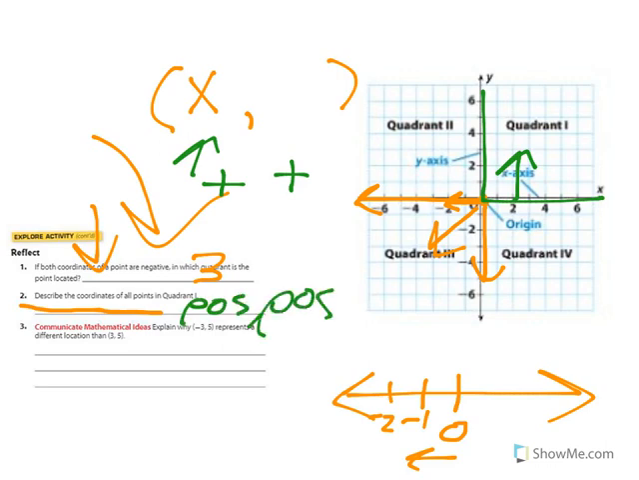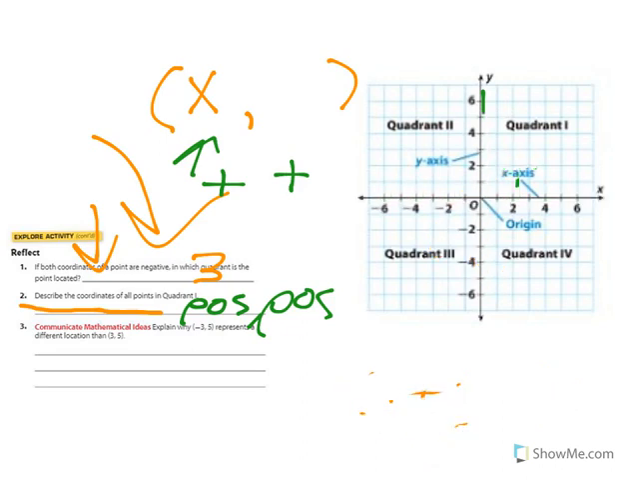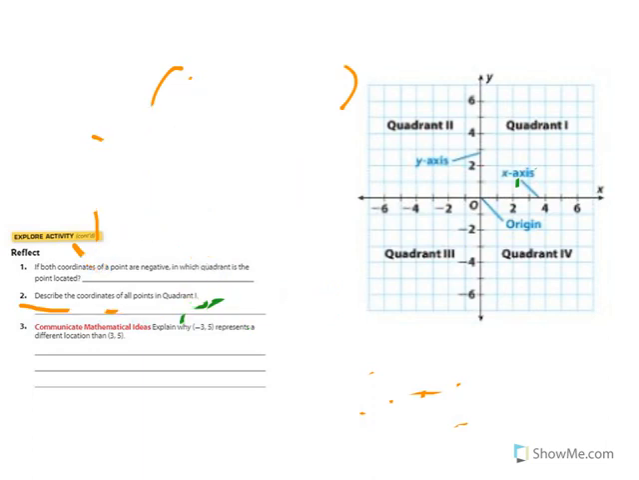Now explain why negative 3, 5 represents a different location than 3, 5. So what I'm going to do is erase all this, so we can look at that specifically. Alright, so this is how we do it. Let's plot our point first. Alright, so I'm going to blow that up. Alright, so what does this mean?